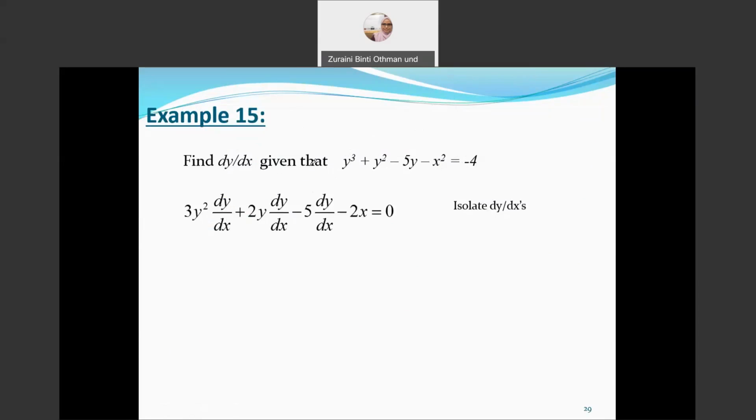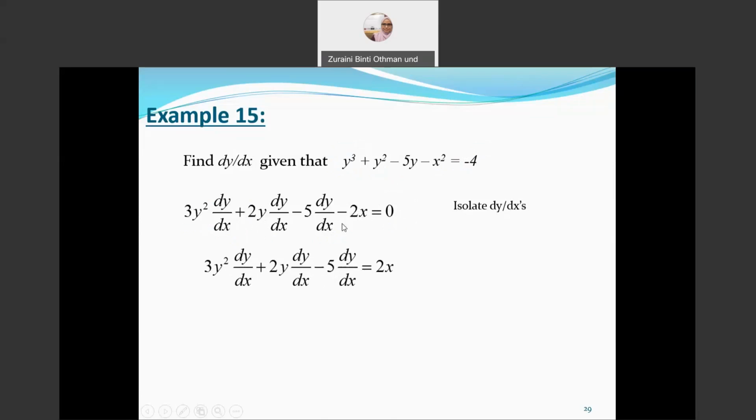Okay, so here bezakan 3y, we get 3y kuasa 2. So because we differentiate y, so get belakang letak dy over dx. So differentiate y again, we get 2y dy over dx. Okay, then y again here, so 5 dy over dx, then this is the only x that we differentiate, so no need to put y prime at the back, which is only 2x. Then differentiate negative 4, we get 0.